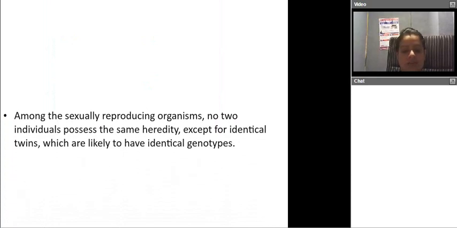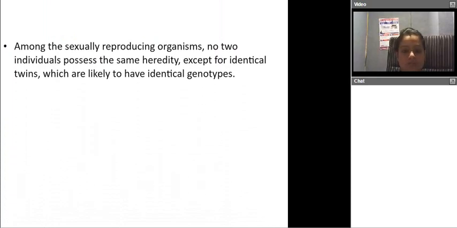Amongst the sexually reproducing organisms, no two individuals have the same heredity, except for identical twins. Only identical twins have same heredity, and so they are known as identical genotypes.